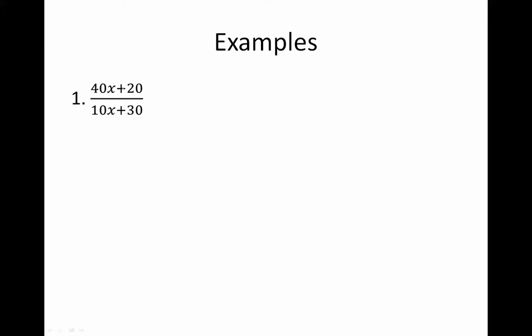We have 40x plus 20 divided by 10x plus 30. Notice that this is of the form f of x divided by g of x, right? There's my two functions. So the first thing we want to do is factor, factor, factor, okay? Now I notice that in the numerator 40 and 20 are both divisible by 20. So that means I can factor out a 20, and that becomes 2x plus 1. And in my denominator, they're both divisible by 10, which means I can factor out a 10, so that makes it x plus 3.